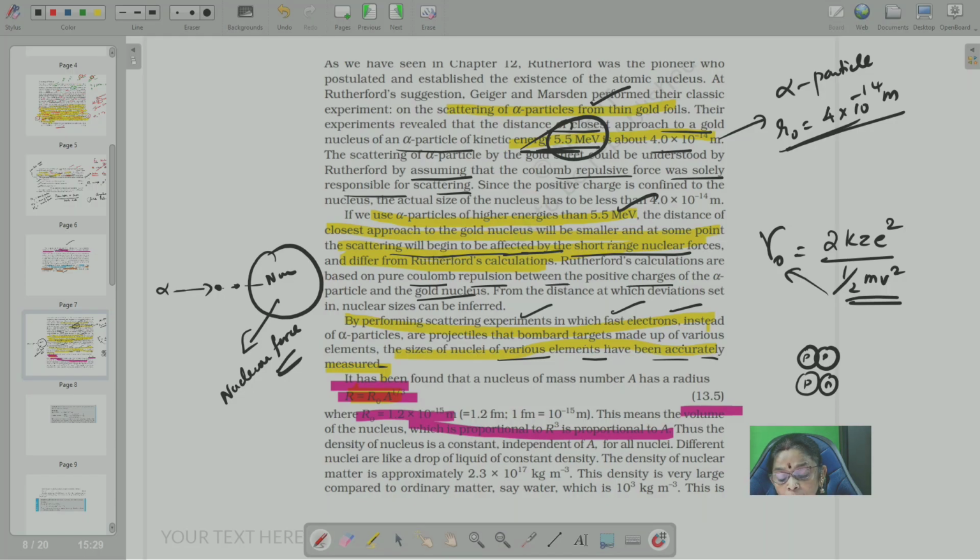By taking fast electrons instead of alpha particles, it has been found that the nucleus of mass number A has a radius R directly proportional to A power 1 by 3. That means the radius of the nucleus depends on the mass number: the more the mass number, the more the radius. Here R0 is equal to 1.2 Fermi, which means the volume of the nucleus is proportional to R cubed.